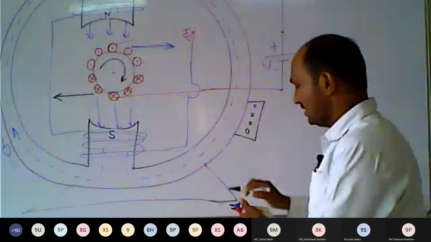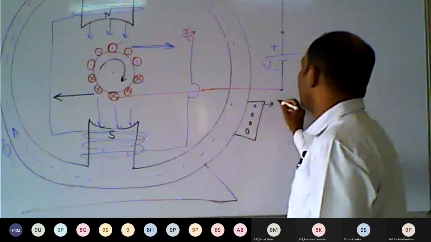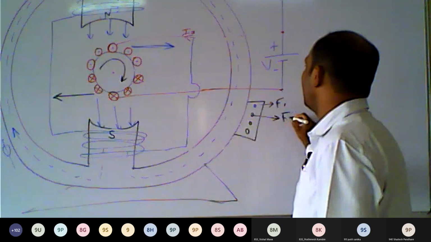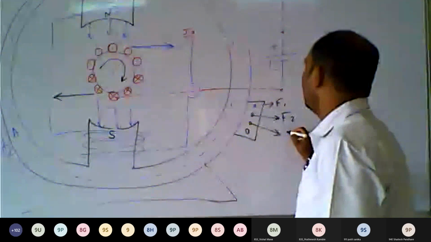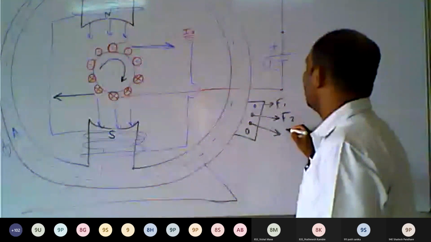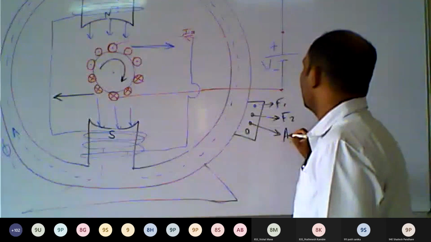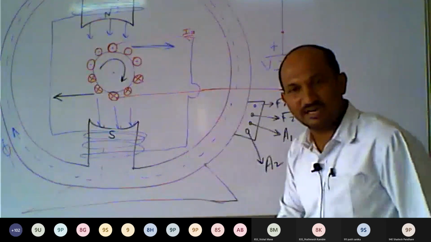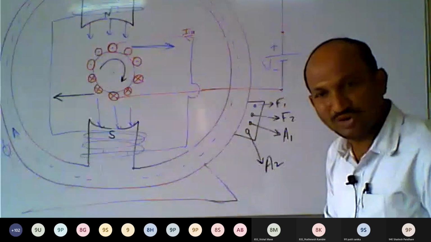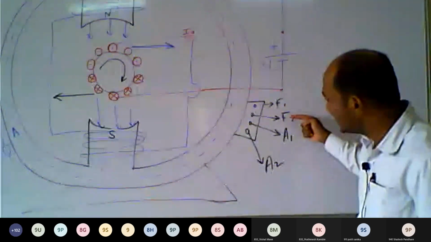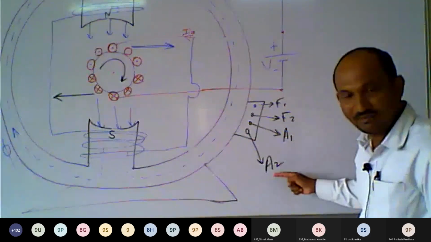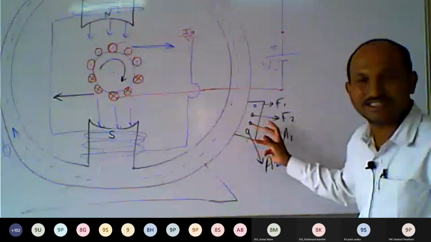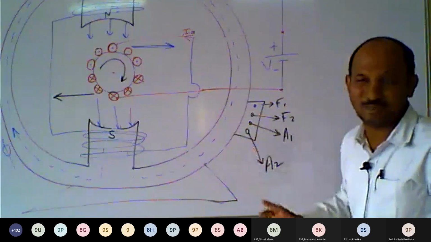One terminal is named F1, the second terminal is F2, the third terminal is A1, and the fourth terminal is A2. So these are the four terminals inside the box, and that box is called the terminal box.